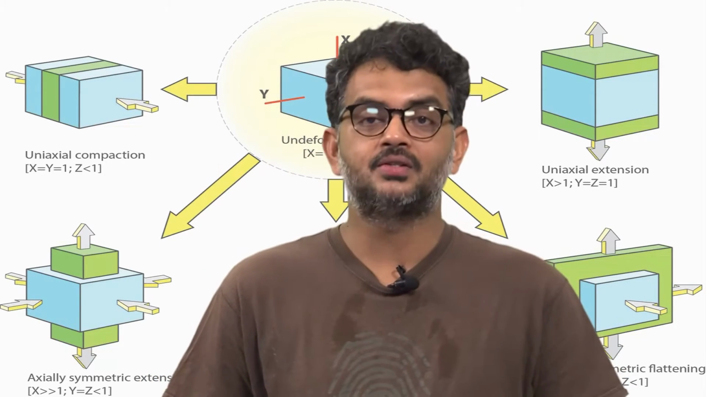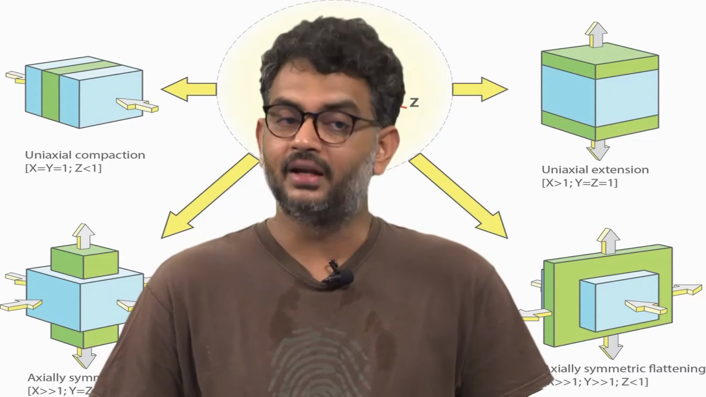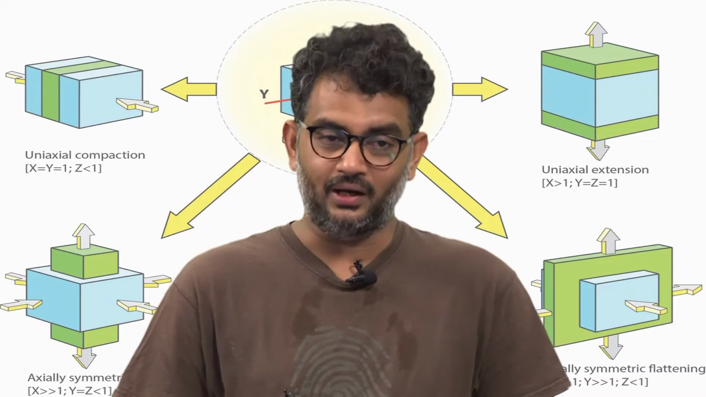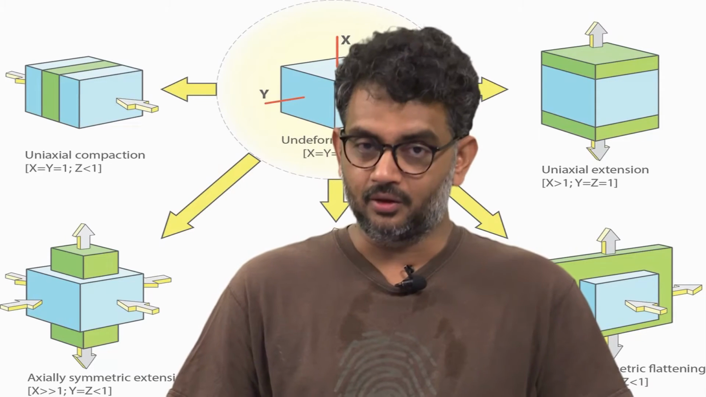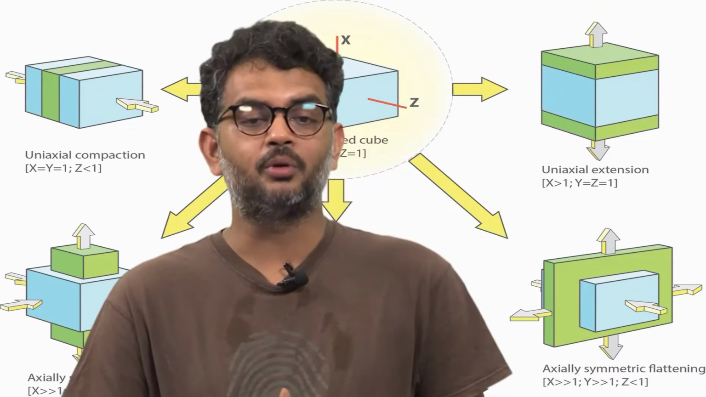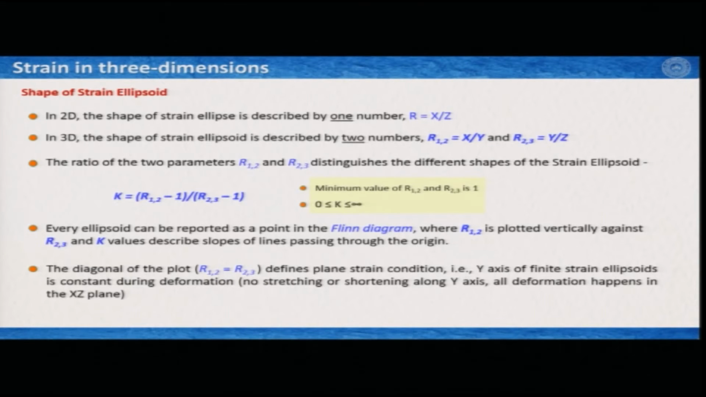So, the best way to explain these different types of deformation is known as the Flinn diagram. The description of the 3-dimensional strain ellipsoid is best represented in the Flinn diagram. In 2 dimensions, the shape of the strain ellipse is described by only one number. If you remember, that was r, which was the ratio of long axis versus short axis. But in 3 dimensions, the shape of the strain ellipsoid is described by 2 numbers. One is R12, which is the ratio of long axis versus intermediate axis, and another one is R23, which is the ratio of intermediate axis versus short axis.